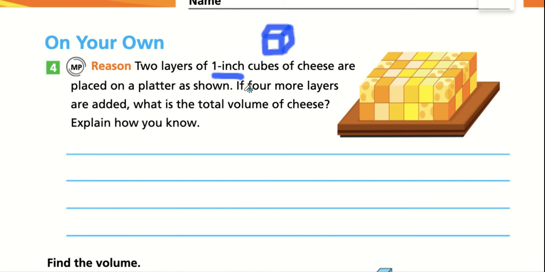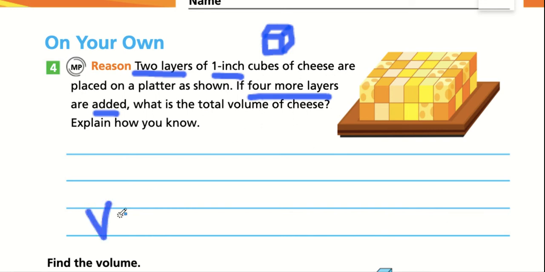They are placed on a platter, as shown. You can see the picture here. Right here I have 1 layer, 2 layers. I have 2 layers of these cheese cubes, just like they told me. What it wants to know is, if I put 4 more layers on top of here and they're added, what is the total volume of cheese now?